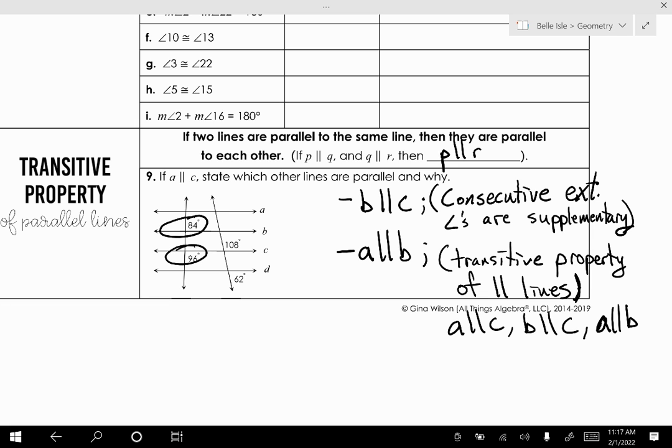Okay? And then you're just going to tell me are they parallel or not. So it's the same stuff that we did on the front. It's just with a lot more angles kind of all mixed in. Okay? You got this. You can do it.